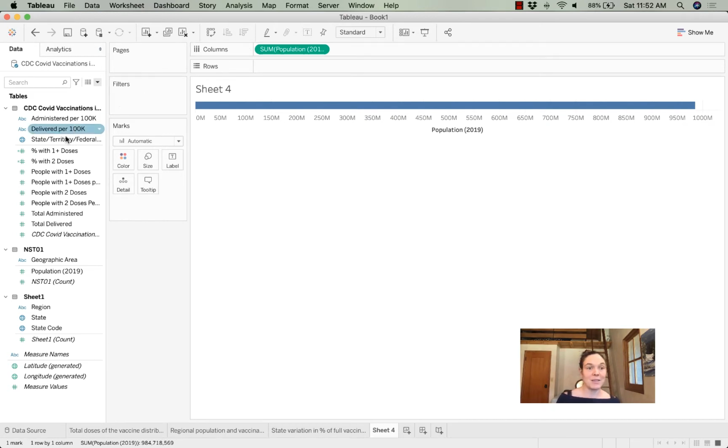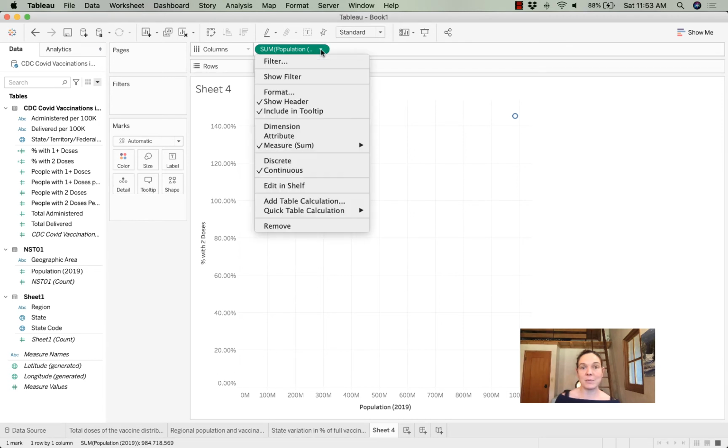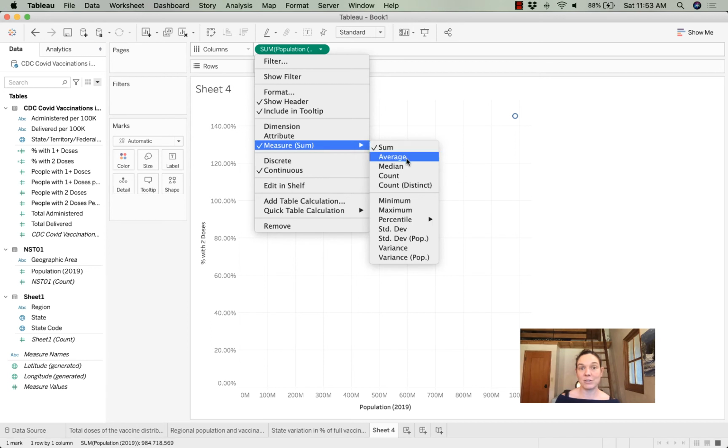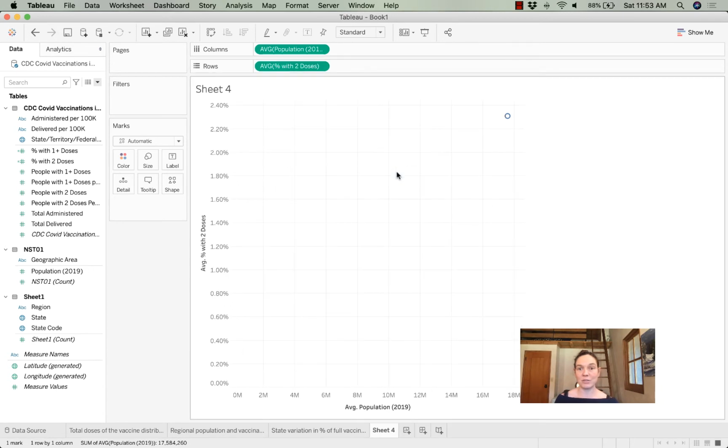And then the dependent variable, the variable that I think is being affected by population, is the percentage of people who've gotten two doses. Both of these by default come out calculated using sum, and I want to change them both from sum to average. I use the drop-down menu to change my measure from sum to average.